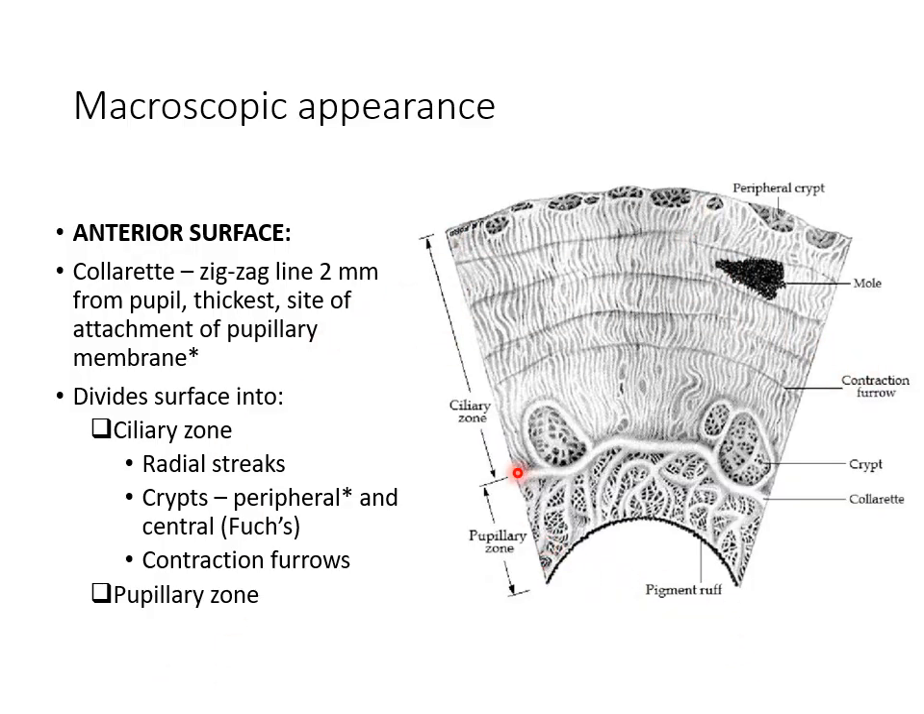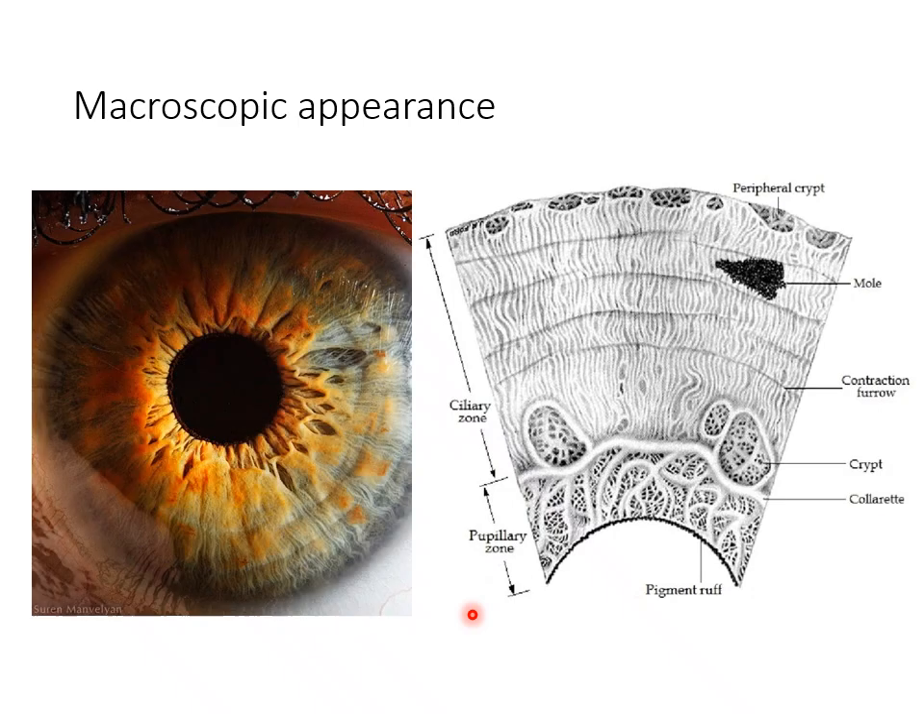And then there is the pupillary zone. This is the pupillary zone, and at the border of the pupillary zone is something known as a pigment ruff, which is nothing but a little part of the posterior layer of the iris. Just compare, you can see the collarette over here, this thickened region.